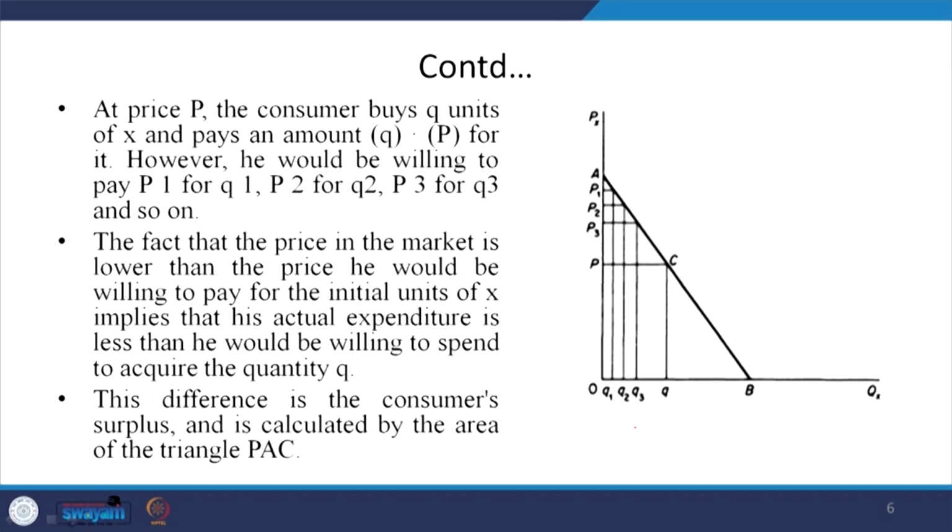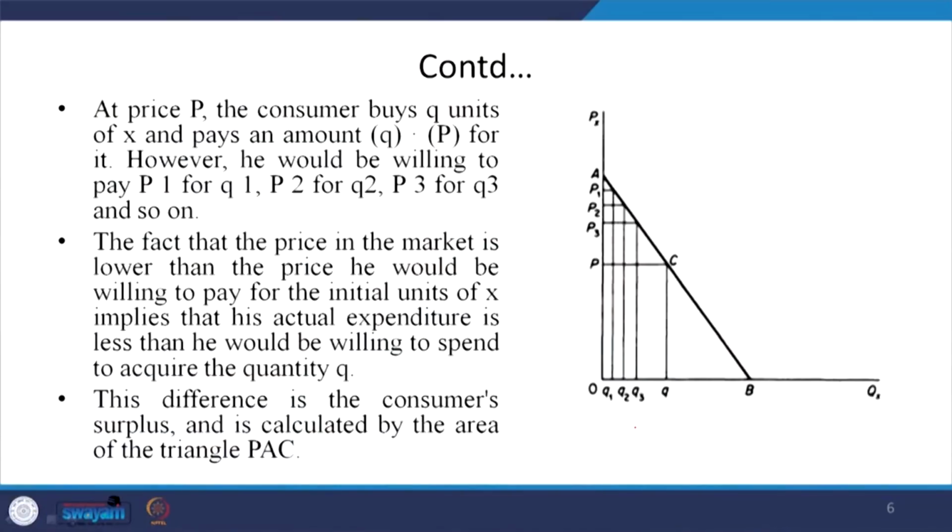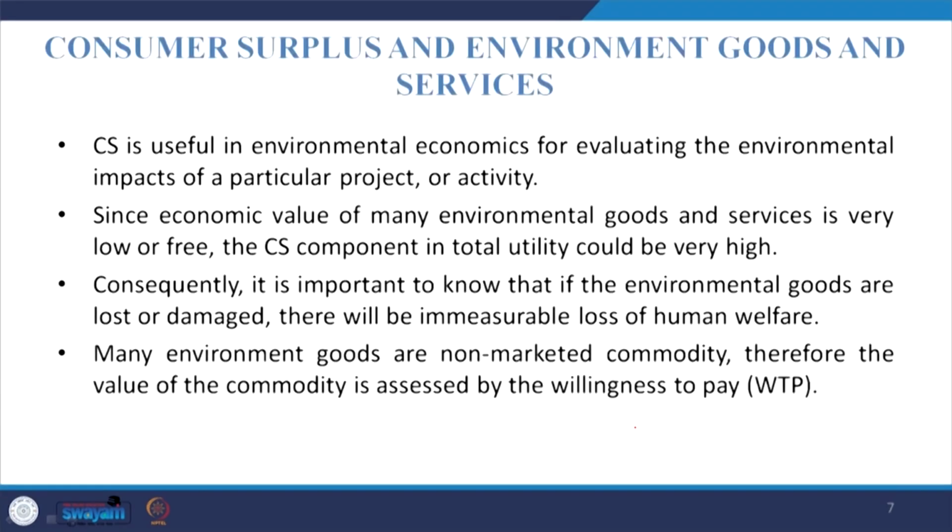is falling. So, when we successively consume more and more units of the commodity, marginal utility declines. So, for every successive unit to be purchased or consumed, the consumer is willing to pay a lesser and lesser price, and if the market price is OP, then OPCQ is the total expenditure made by the consumer, and PAC is actually the consumer surplus.